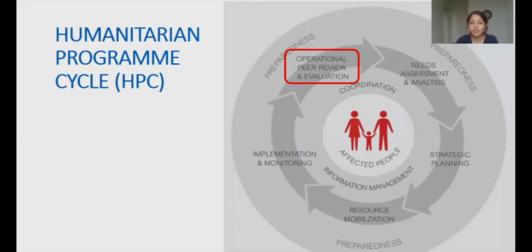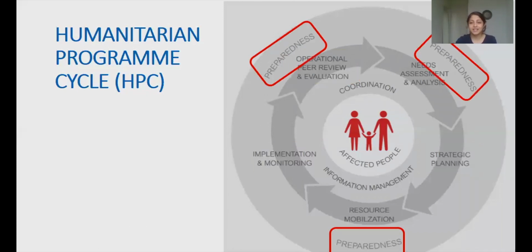Operational and peer review and evaluation is an internal interagency tool that determines whether course corrections or adjustments are needed. And emergency preparedness is a key element that takes place throughout the cycle and ensures that the response plans have built in some measures of contingency in case of a further deterioration in the security or conflict in the country.